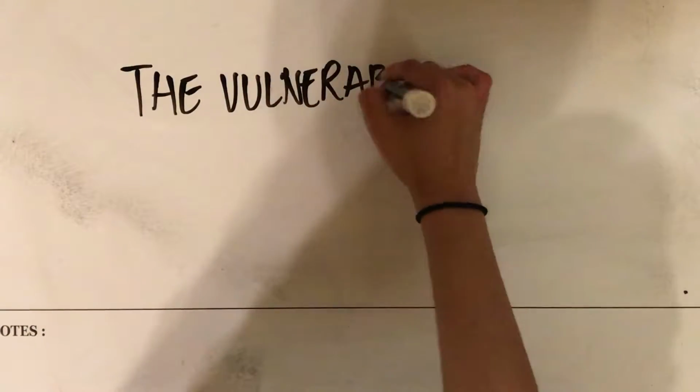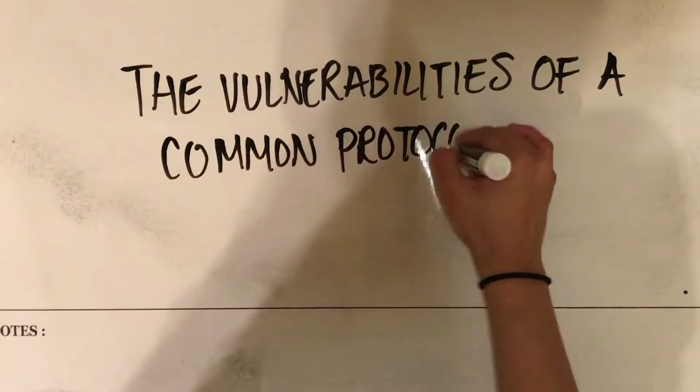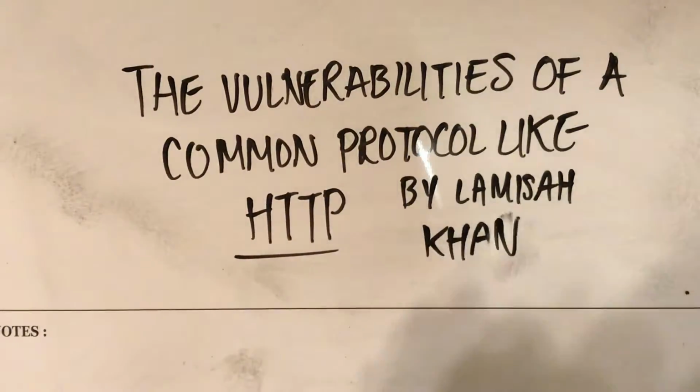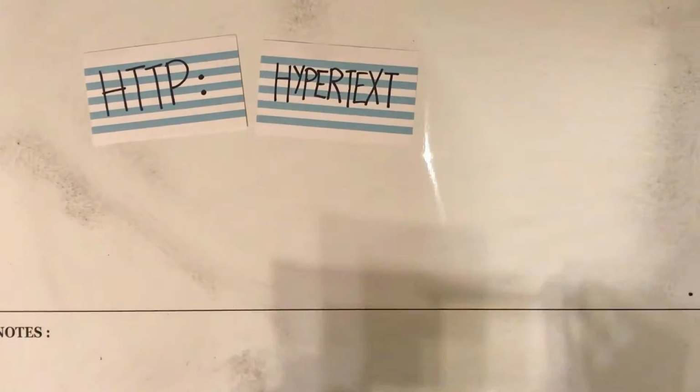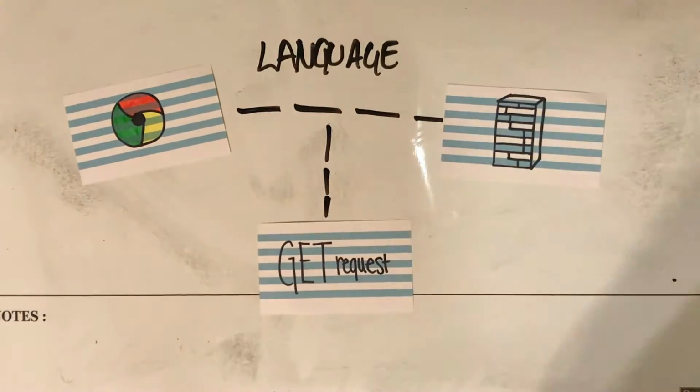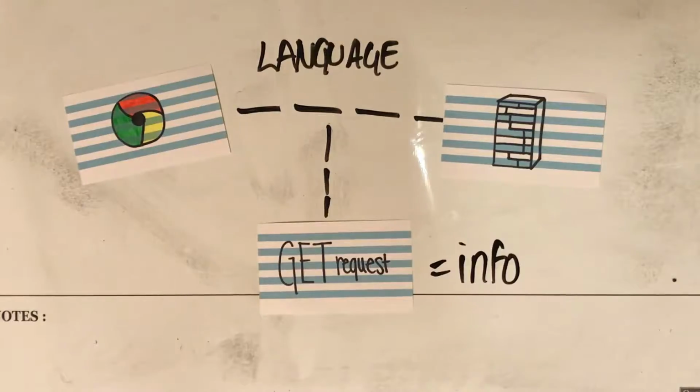The vulnerabilities of a common protocol like HTTP. HTTP, or Hypertext Transfer Protocol, can be thought of as the language used to communicate between web browsers and servers. This language contains a bunch of GET requests, which gets information for you. As commonly used as this protocol is, it has vulnerabilities.